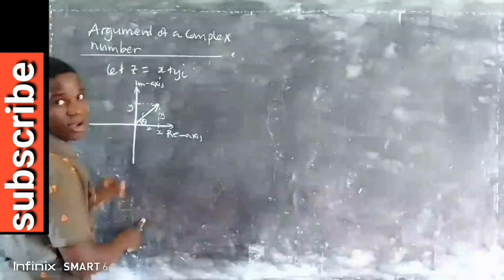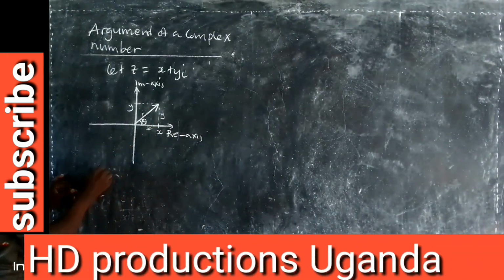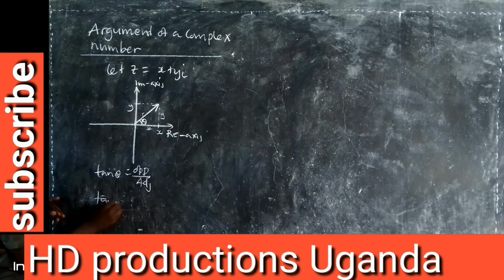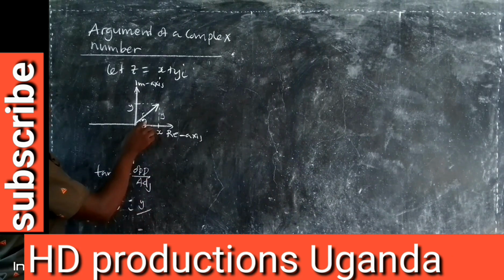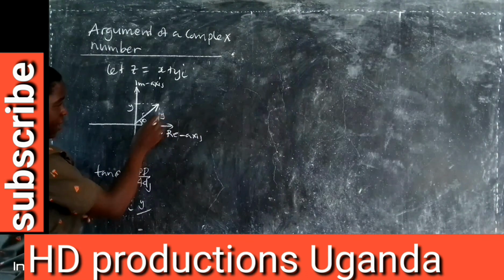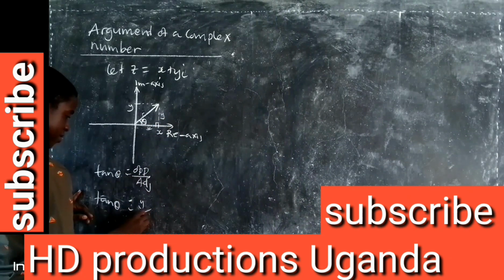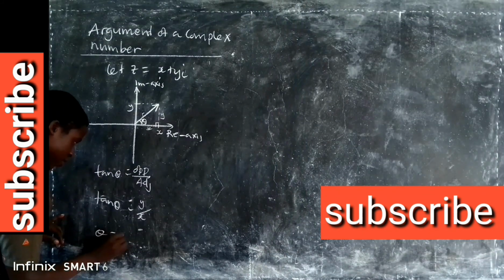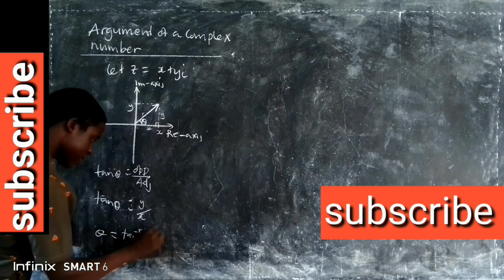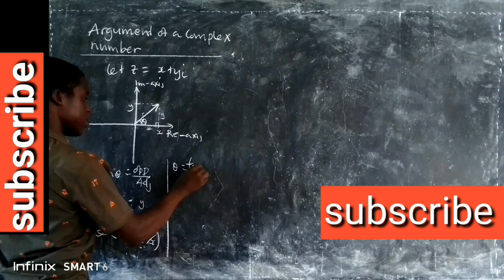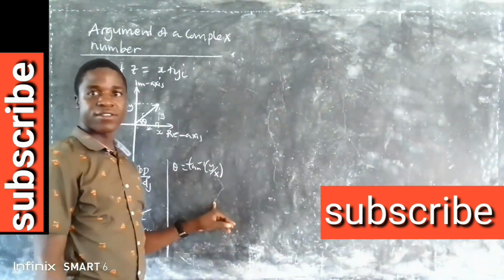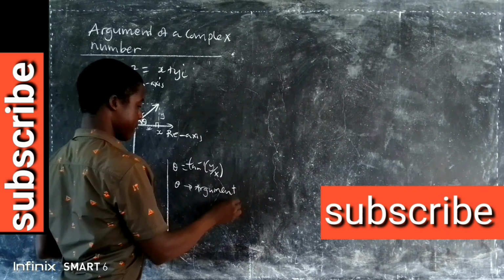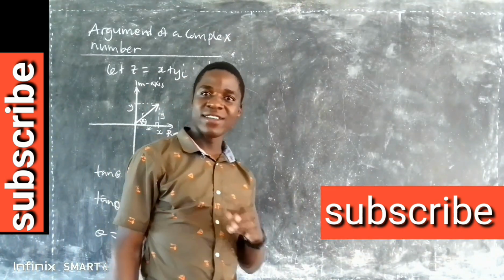So how can you get this angle here? You can say that this is tan of theta, which is opposite over adjacent. The opposite is y, and the adjacent of this angle is x. So we are saying that tan of theta is equal to y over x, whereby theta is equal to tan inverse of y over x. Theta is equal to tan inverse of y over x. In this case, we are saying that theta is our argument of this complex number. That's the angle that we are making.